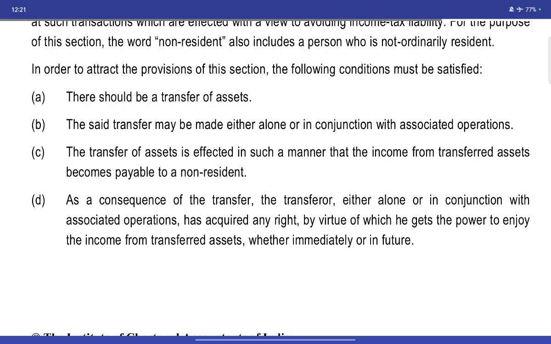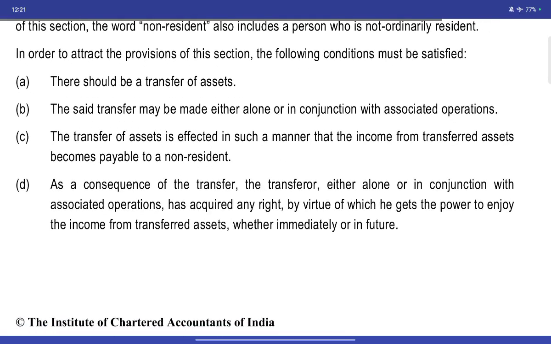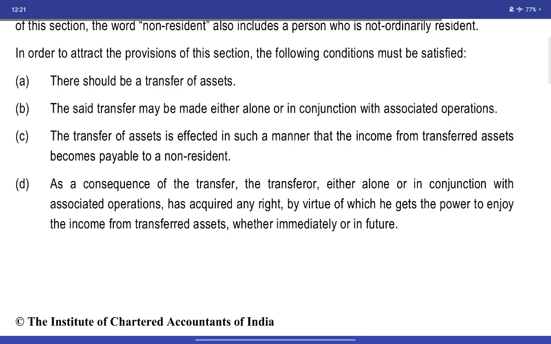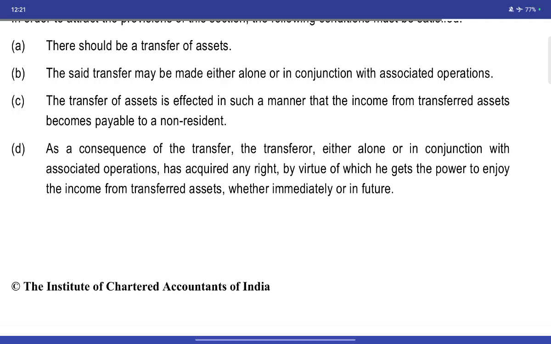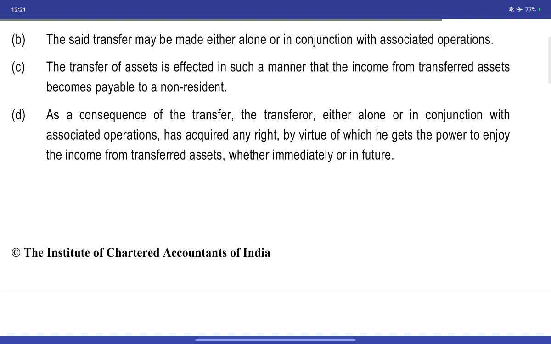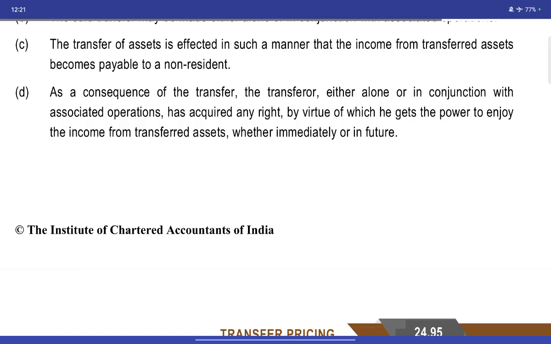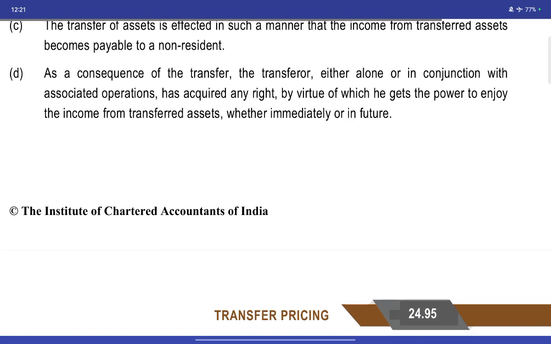In order to attract the provision of the section, the following conditions must be satisfied. There should be a transfer of asset. The transfer may be made either alone or in conjunction with associated operations. The transfer of asset is effected in such a manner that the income of the transferred asset becomes payable to a non-resident. As a consequence, the transferor, neither alone nor in conjunction with associated operations, has acquired a right, by virtue of which he has the power to enjoy the income from the transferred asset, whether immediately or in future.